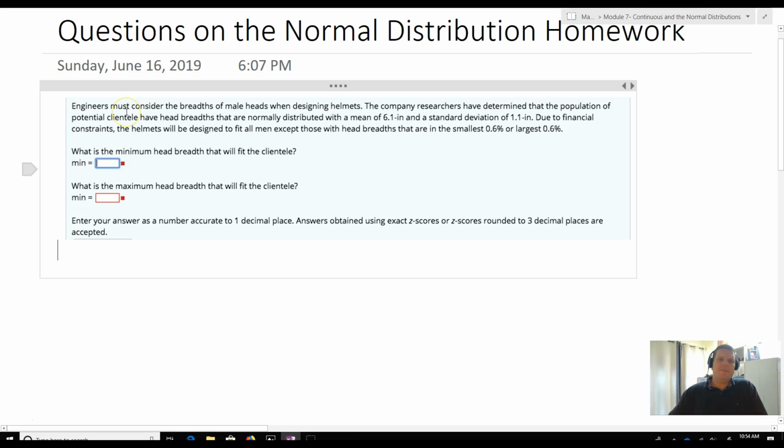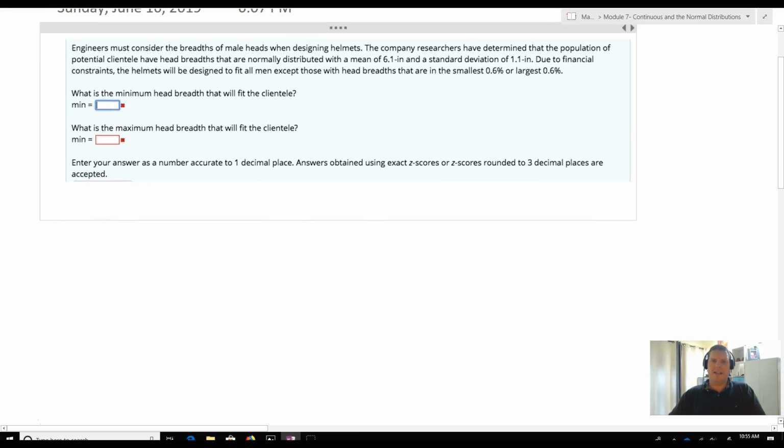So, engineers must consider the breadths of male heads when designing helmets. The company researchers have determined that the population of potential clientele have head breadths that are normally distributed with a mean of 6.1 inches and a standard deviation of 1.1 inches. Due to financial constraints, the helmets will be designed to fit all men except those with head breadths that are the smallest 0.6% or largest 0.6%. Okay, so this gives me everything I need to do the work. Allow me to demonstrate what that's going to look like.